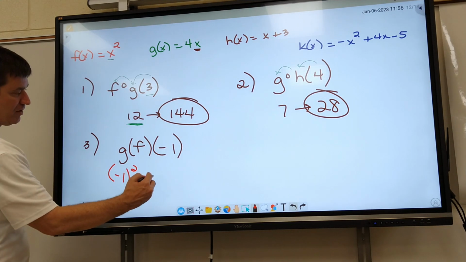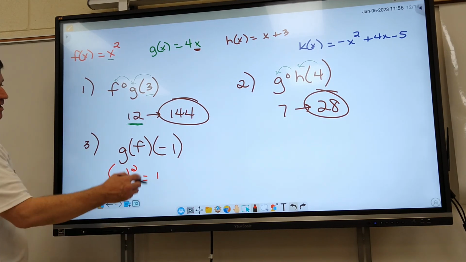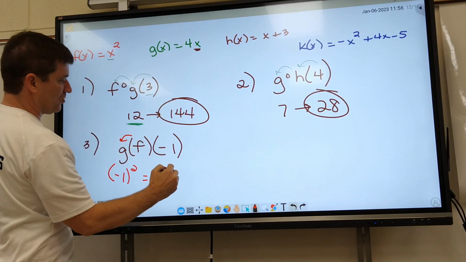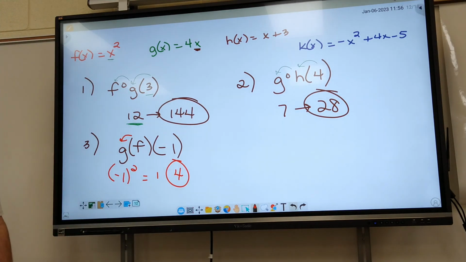So when you square -1, you get +1. Now take +1, plug it into g. 4 times 1 is 4. Answer for number 3 is just 4.